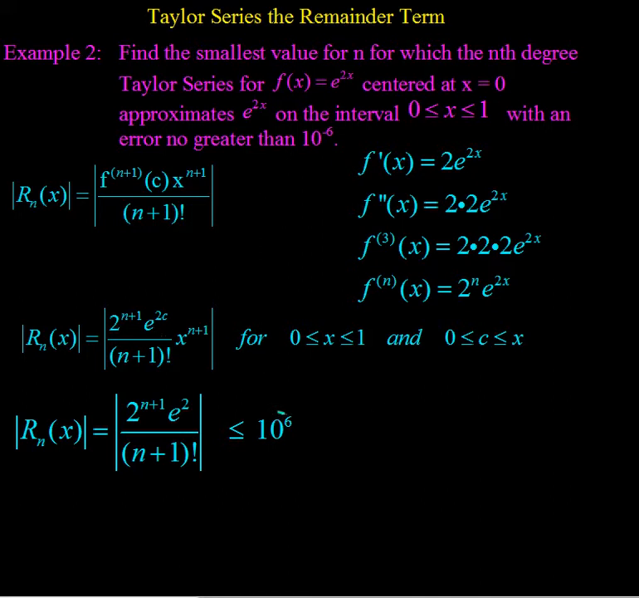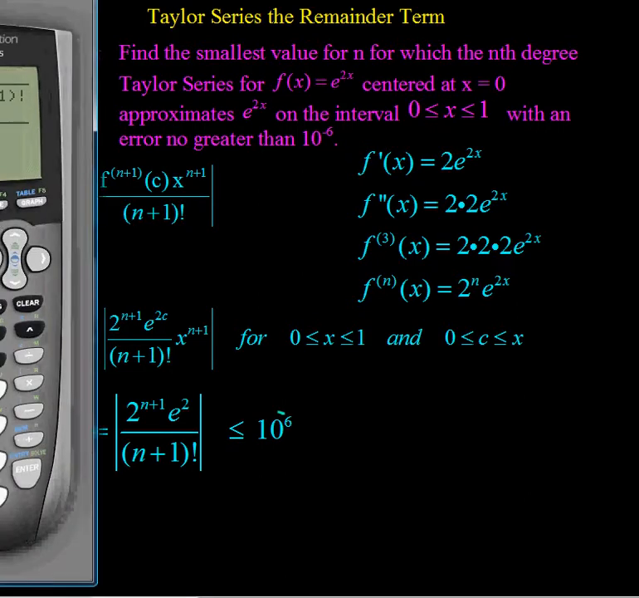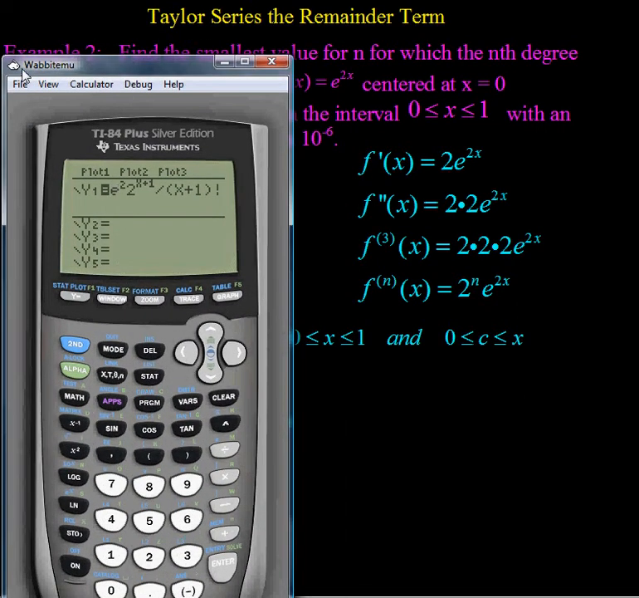All right, so what we need to do is, that's really a difficult thing to solve. We need to find out what n value does that. So we're just going to have to do it by trial and error. So what I did is I went ahead and put it in the calculator under y1. We have e squared times 2 to the x plus 1 over x plus 1 factorial. So x is standing in for our n.